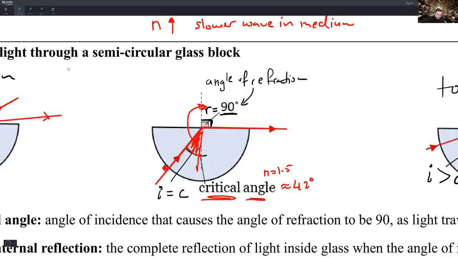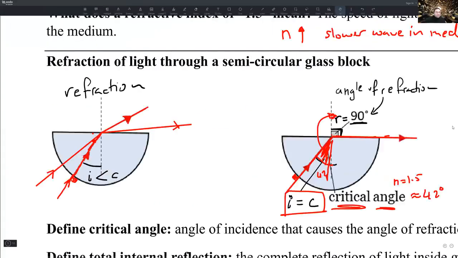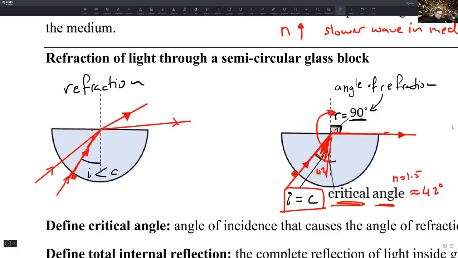If the angle of incidence is equal to critical, meaning my angle is 42, great, the light ray will just touch the glass surface. No big deal. If the angle is less than 42, if this is 30, refraction happens, just regular refraction, what we're used to.